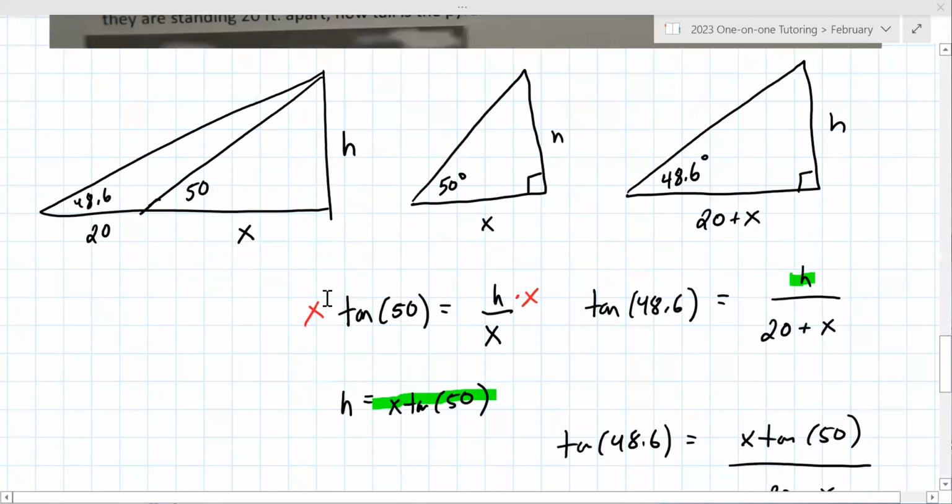I don't mean to trivialize what you've done, but that was x, and you want h, and that's right here. So you take that number and you multiply it by the tangent of 50 to get your final answer.